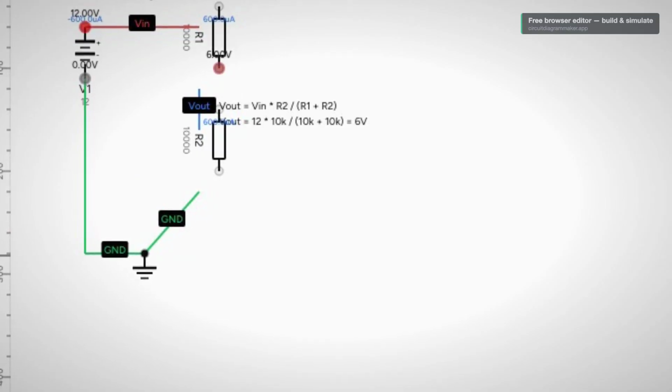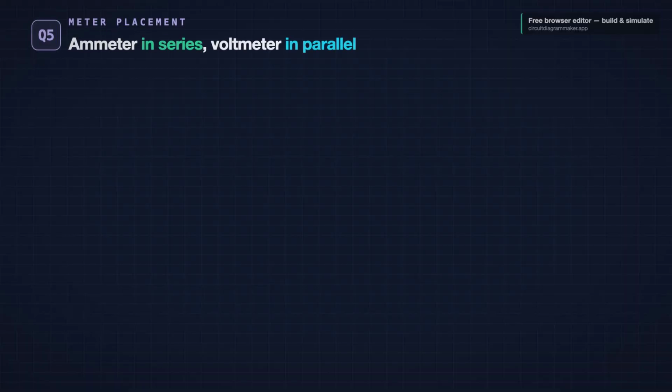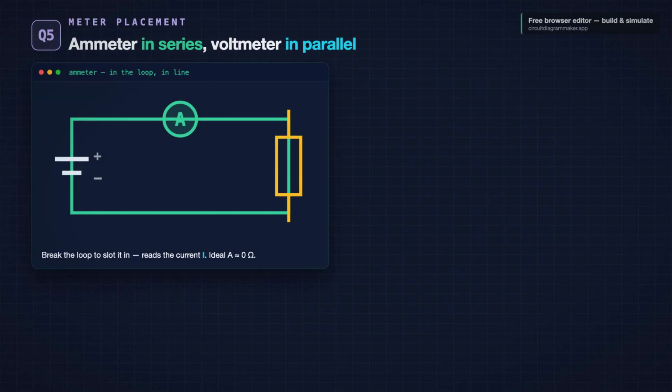Question 5, the classic. Where do you connect an ammeter and a voltmeter, and what does each one read? Get the placement right, and you own this question. The ammeter measures current, so it goes in series, right in the loop, in line with the resistor, so the same current flows through it. To add one, you break the loop and slot it in. An ideal ammeter has almost zero resistance, so it doesn't change the current it's measuring.